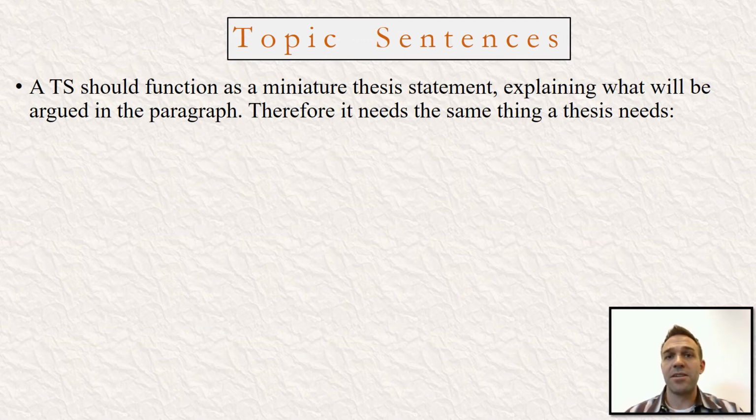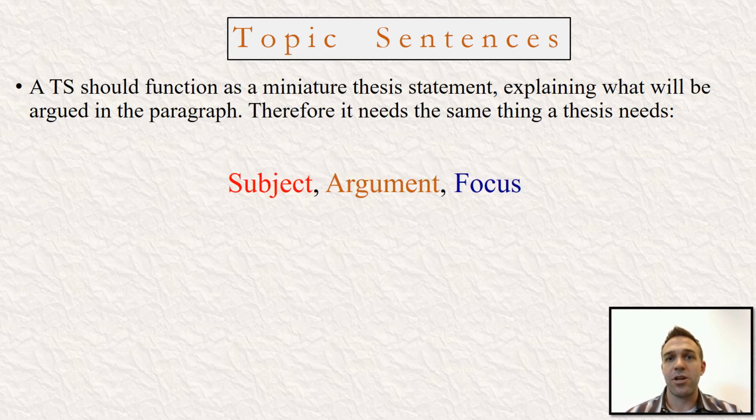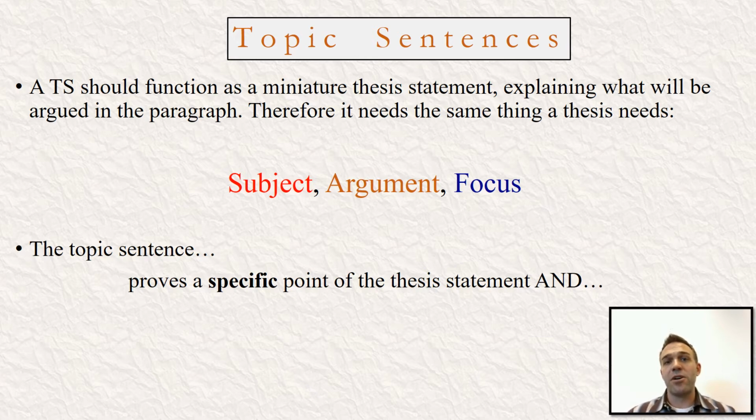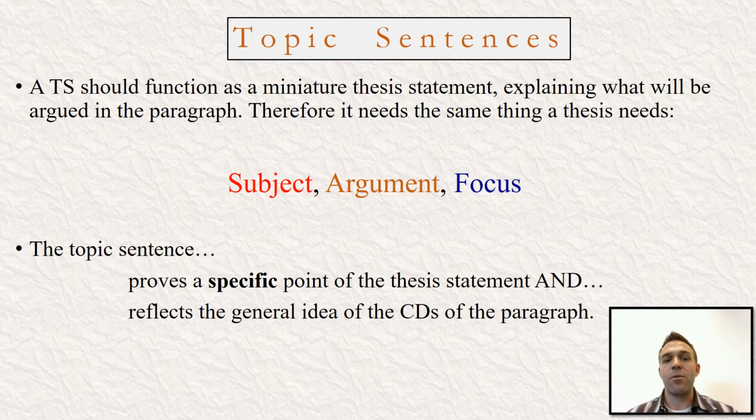So since our topic sentence is kind of like a miniature thesis, we need our topic sentence to have the same three components of a thesis, which are subject, argument, and focus. Note the color coordination there. We're going to try to keep things color coordinated as we move along. The topic sentence does two things. First of all, it's proving a specific point from the thesis. So there's a couple of points that are brought up in the thesis. We're going to work on proving one of them with our topic sentence. And we're also reflecting the general idea of the whole paragraph based on the concrete details that we're using.